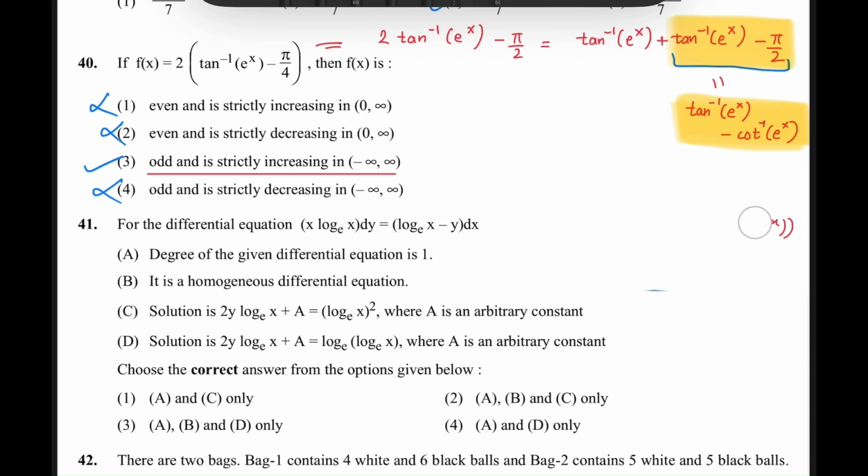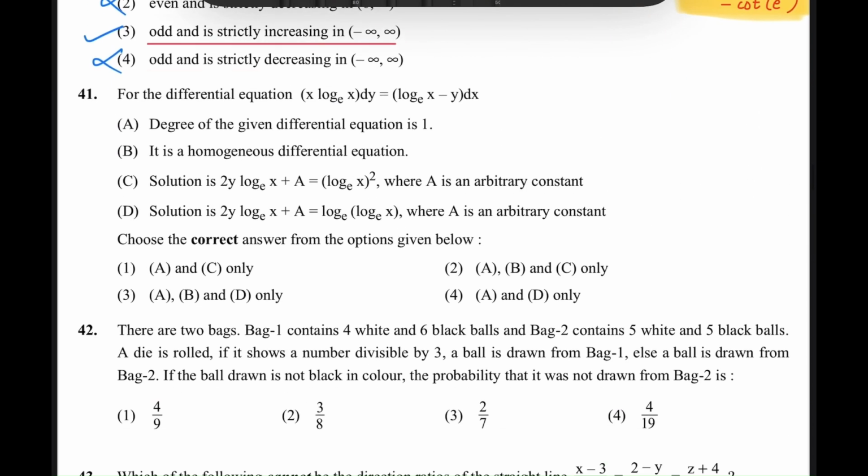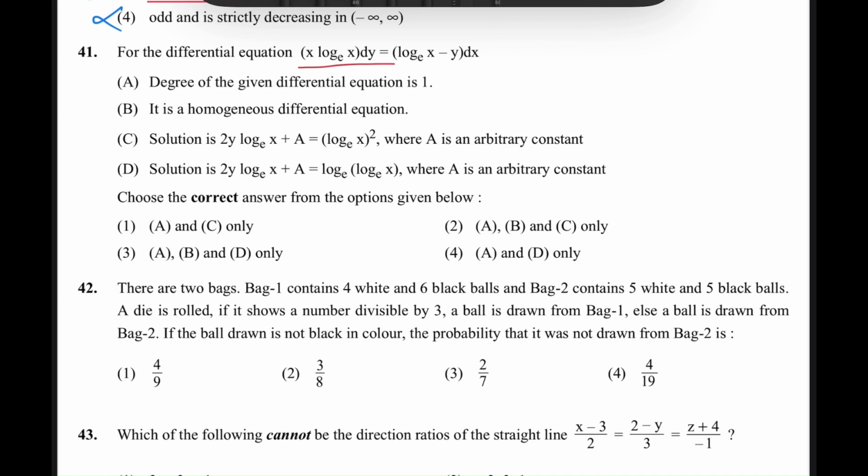Okay, let's jump to the next question, question number 41, for the differential equation. Okay, this is your differential equation. So he's asking you to find the degree. So you have here dy by dx. What is dy over dx? It is nothing but (log x minus y) divided by x times log x, right? Or you can distribute, so it becomes 1 by x minus y over x log x.